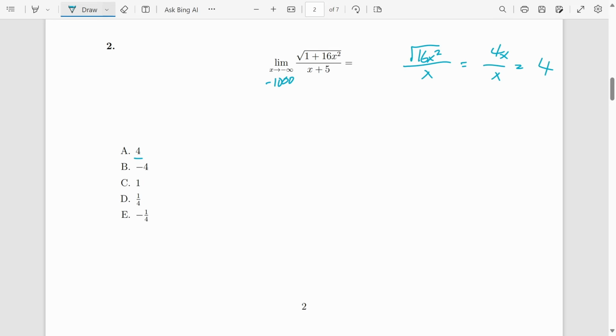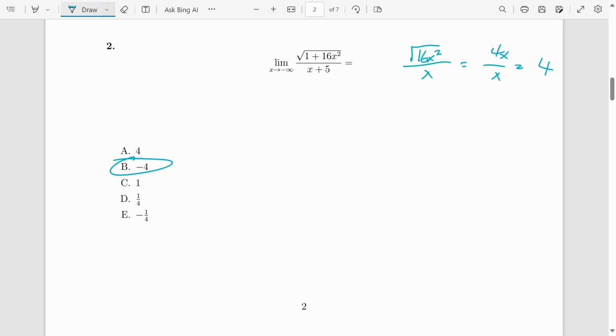So if we were to plug in a negative number, this 16x squared, if we plug in a negative in there, it's going to become positive because of the square. And this is a +1, and this is a square root, so this numerator is going to stay positive. And then if we do the same on the bottom, this x is going to be negative, and this +5 isn't going to change that since it's such a big negative number. So the denominator is going to be negative. And a positive over a negative equals a negative. So our answer is actually -4 instead of +4 like we were led to believe by doing our approximation. And that is actually the right answer.